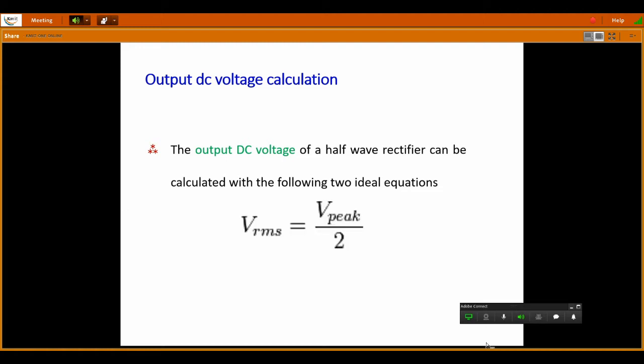The AC RMS value is nothing but V peak by 2, the maximum peak voltage of the sine signal divided by 2, and the VDC value is nothing but V peak by pi.